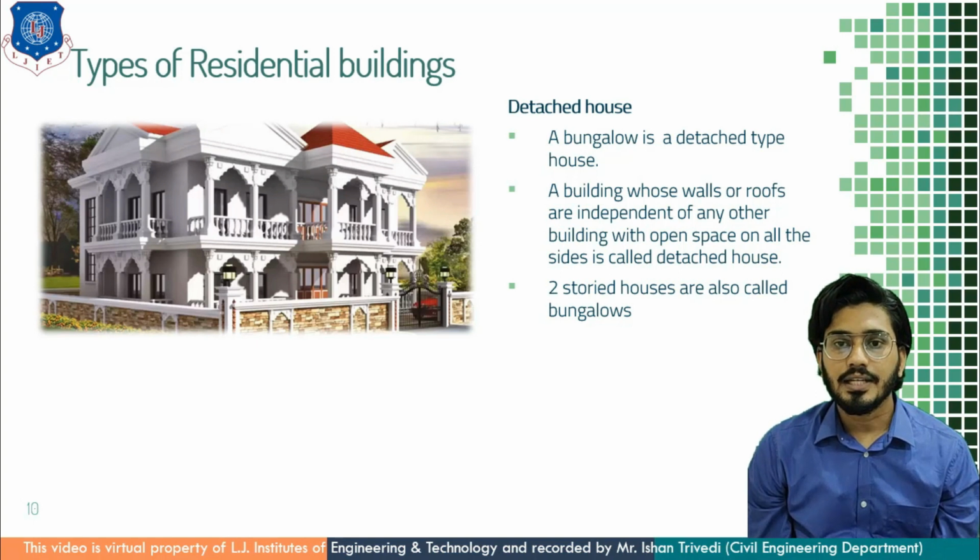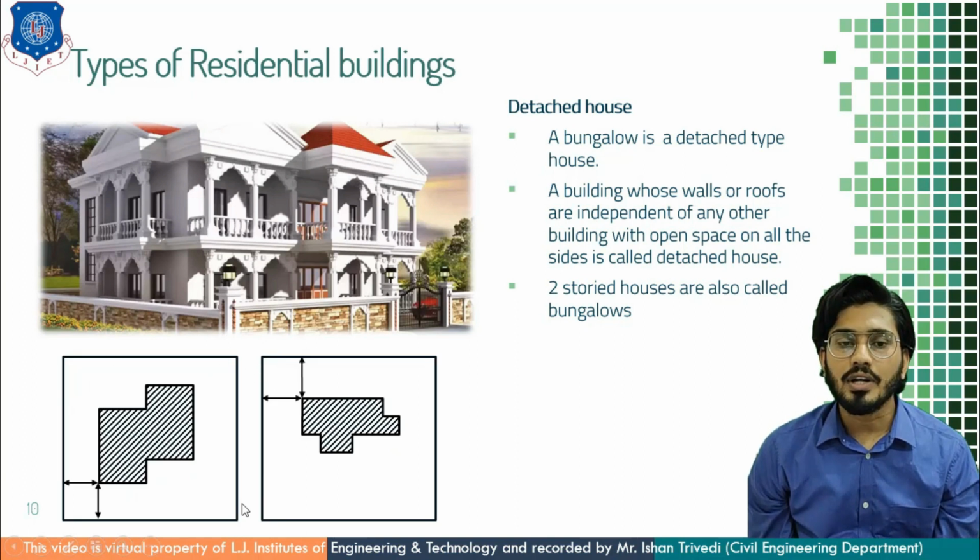As I said earlier, the detached house is an independent house where all four walls are independent of the surrounding property, and these walls are not shared with adjacent property, and the roof is also independent and connected to all four walls. Here you can see the boundaries of two independent properties where none of the walls is shared among these two properties, and thus these buildings are called detached houses.